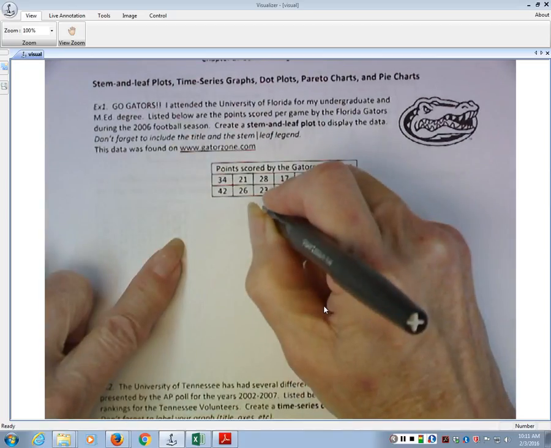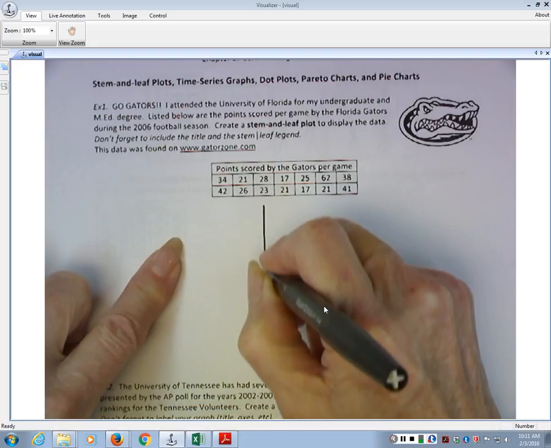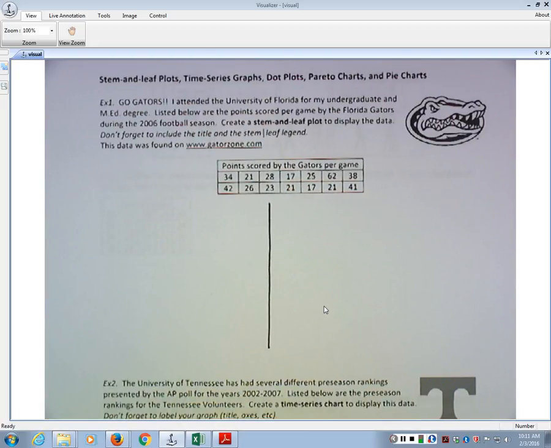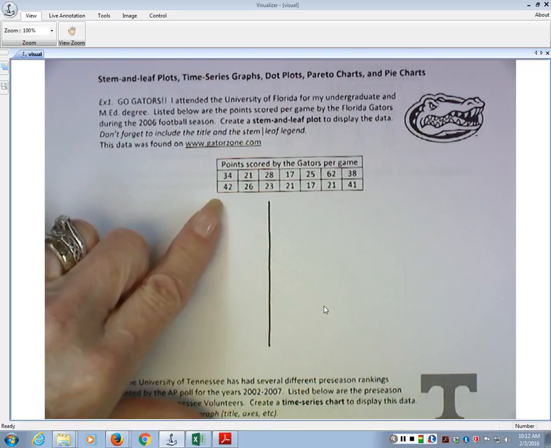Anyway, stem and leaf plot. You need to draw a straight vertical line. And your data needs not to have more than 3 digits. Otherwise, this is not useful at all. So it's for small data sets that are either just double digits or at the most 3 digits. Because as we construct it, you'll see why it would be awkward to have to do it if you had 4 or 5 digits of data.